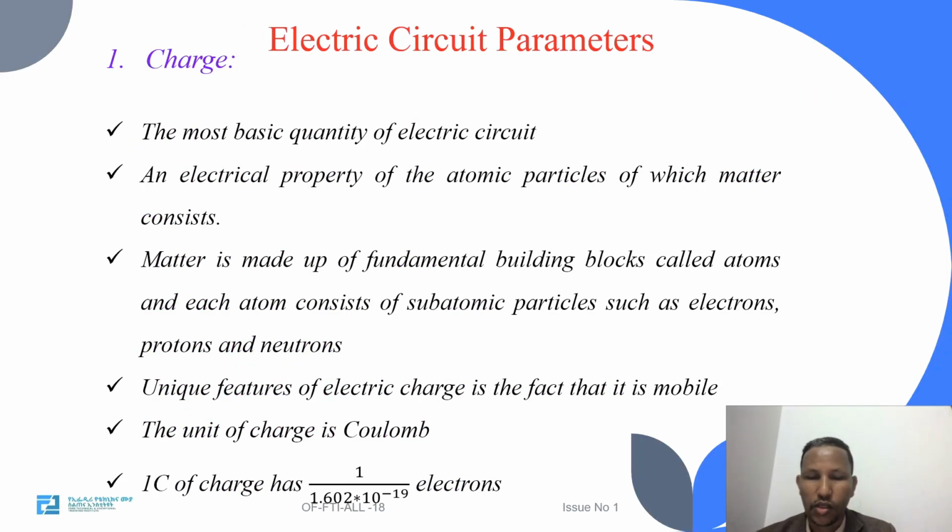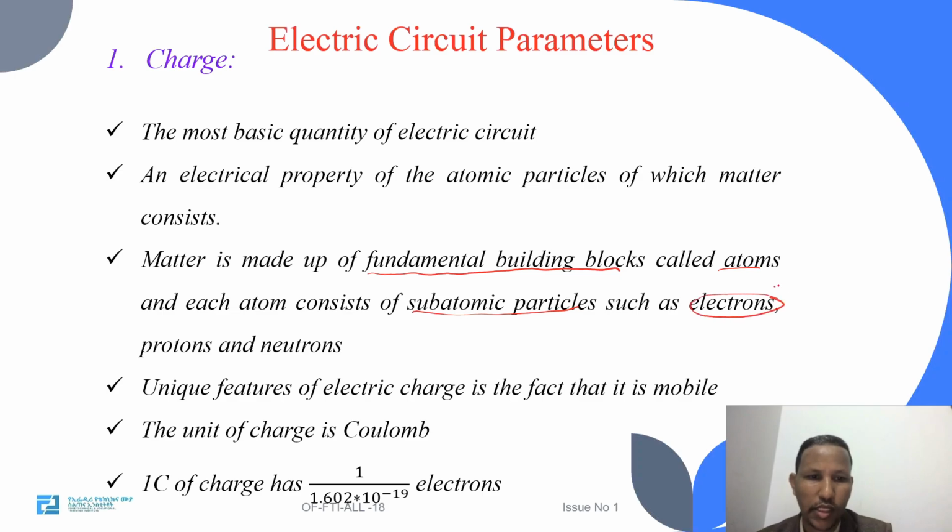When we come to the subtopic electric circuit parameters, the first one is charge. It is the most basic quantity of an electric circuit. It is an electrical property of the atomic particles of which matter consists, as you may remember from your elementary physics courses. Matter is made up of the fundamental building blocks of atoms, and each atom consists of subatomic particles such as the electrons.